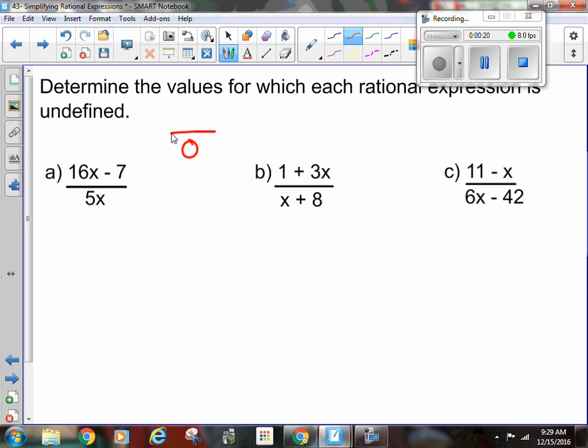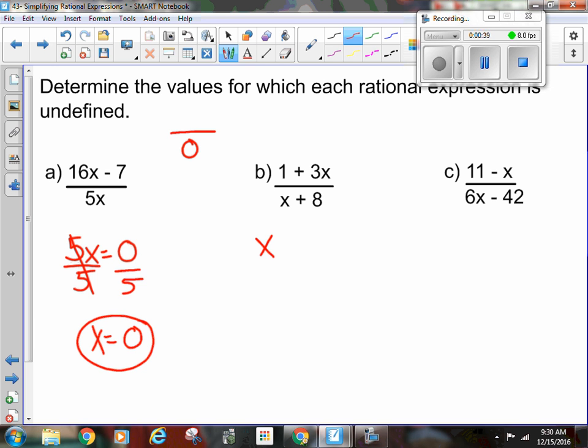Okay, so we need to look at each of these and ask ourselves, what would x have to be to make the denominator 0? An easy way to do this is just set your denominator equal to 0 and solve for the variable. So we're going to divide both sides by 5. So x equals 0.